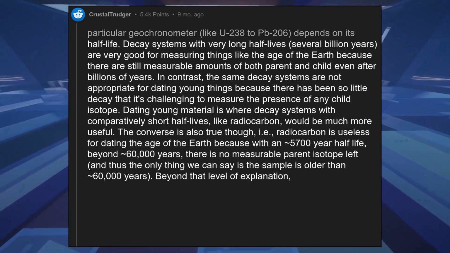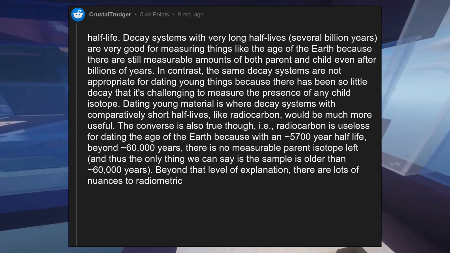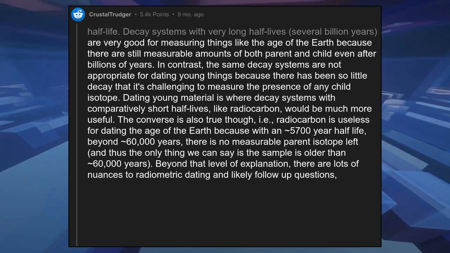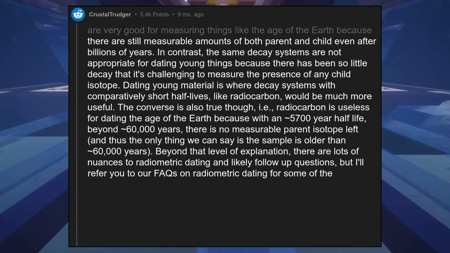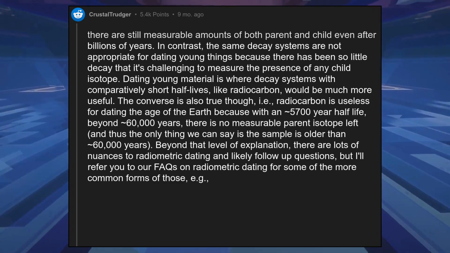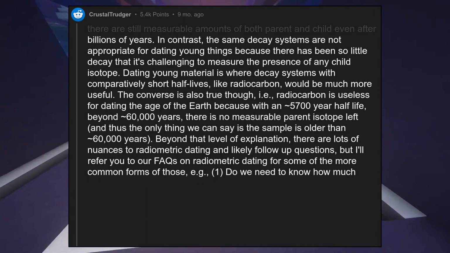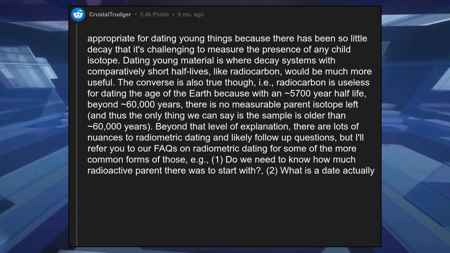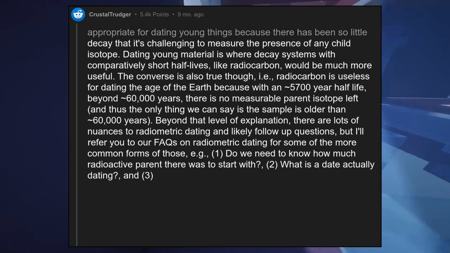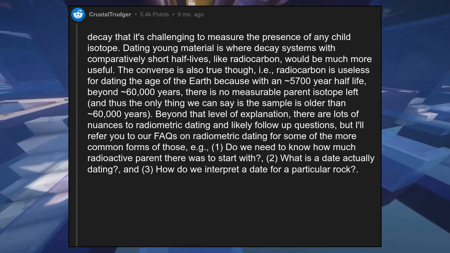Beyond that level of explanation, there are lots of nuances to radiometric dating and likely follow-up questions, but I'll refer you to our FAQs on radiometric dating for some of the more common forms of those, e.g. 1. Do we need to know how much radioactive parent there was to start with? 2. What is a date actually dating? And 3. How do we interpret a date for a particular rock?